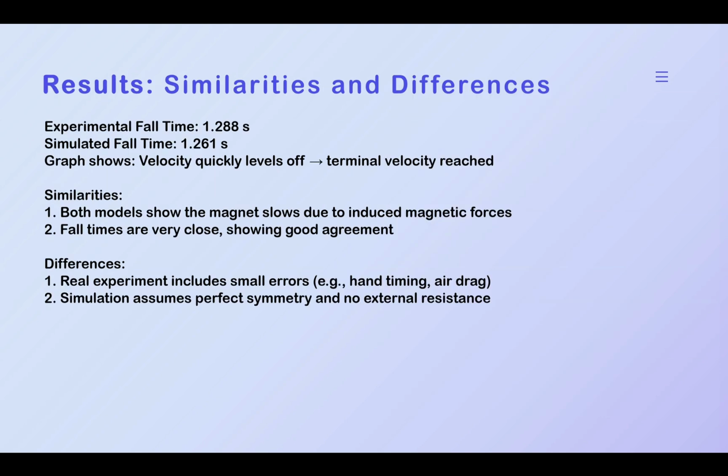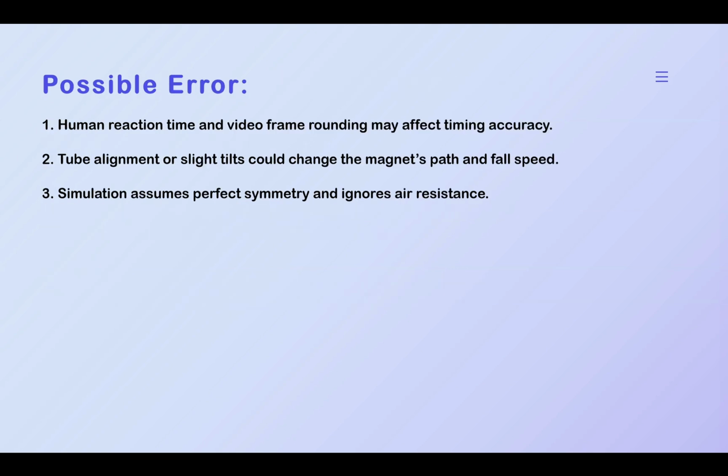And here are the results. The experimental fall time was 1.288 seconds, and the simulated time was 1.261 seconds. The velocity-time graph shows the magnet quickly reaches terminal velocity. Both models show strong agreement. The main difference is that the simulation ignores air drag and imperfections in alignment.